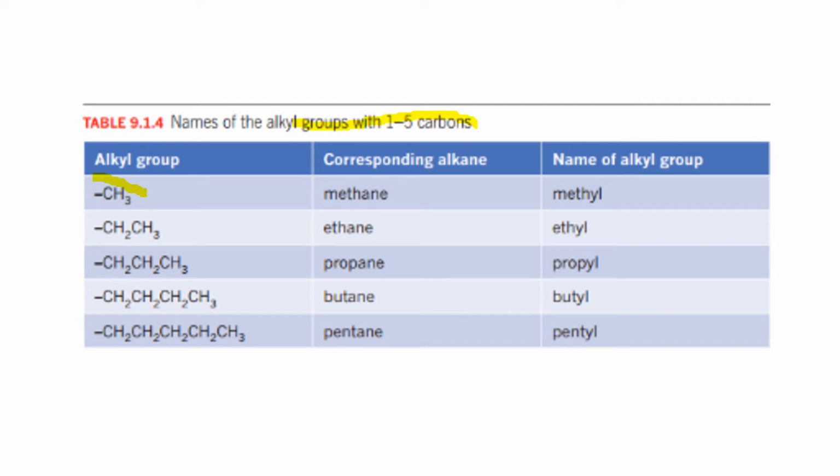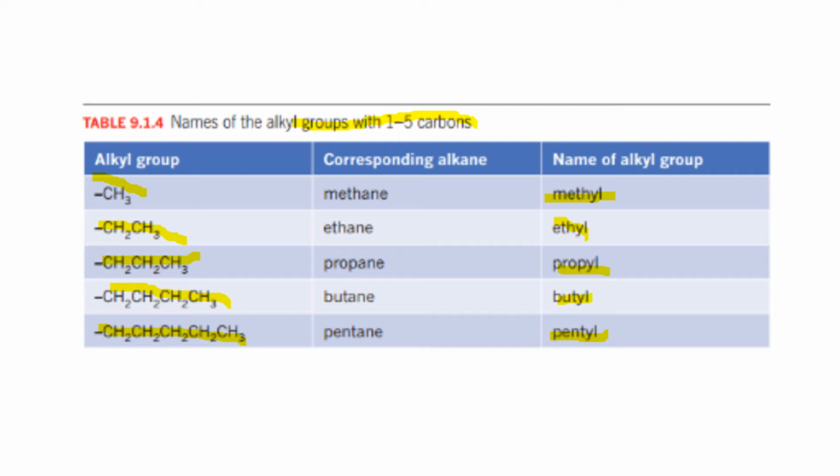If the alkyl group has 1 carbon, it will be CH3, is known as methyl. If it's 2 carbon, it's known as ethyl. If it's 3 carbon, it's known as propyl. If it's 4 carbon, it's known as butyl. If it's 5 carbon, it's known as pentyl. When do we use this alkyl group? Alkyl group is used when there's branching.